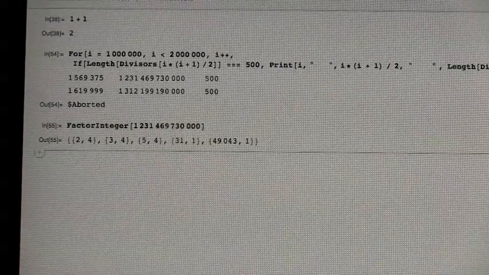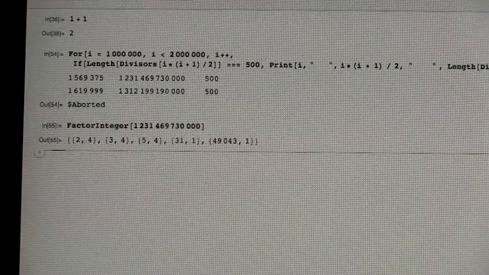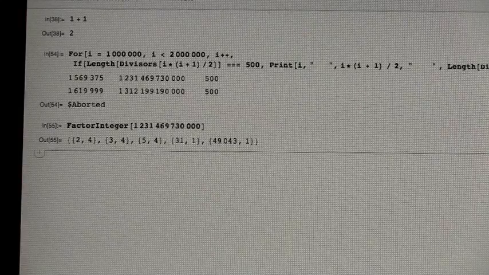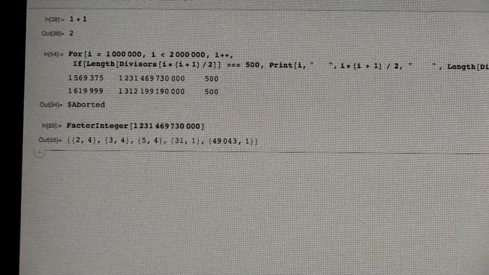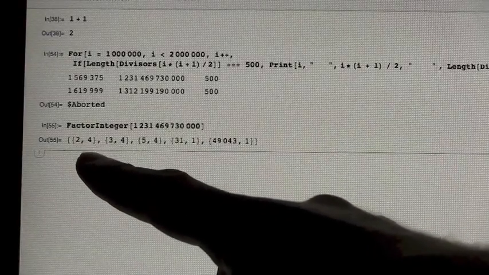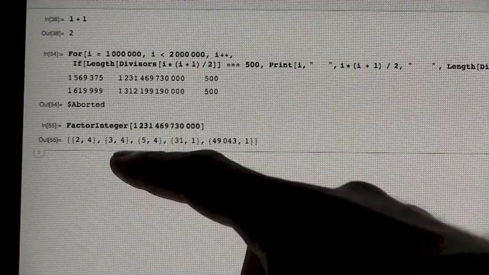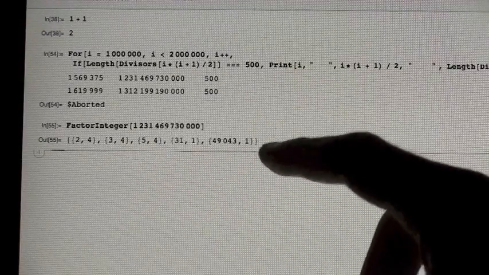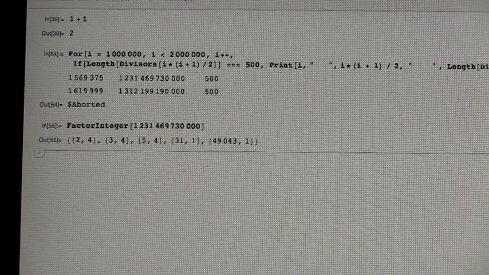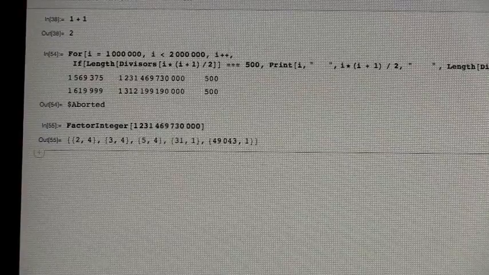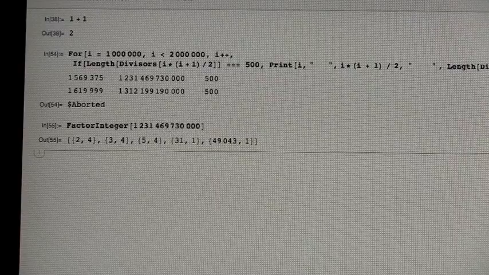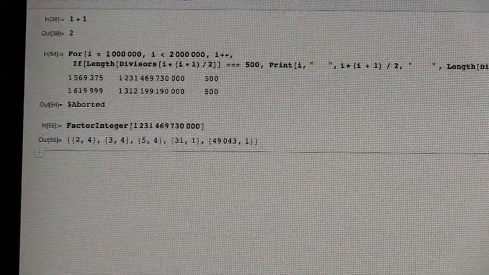That's the number. And here's how it factors. 2 to the 4th, 3 to the 4th, 5 to the 4th, 31 to the 1, 49,043 to the 1. Hey, I learned a new prime. So it did have exactly what we thought, because when you add 1 to 4, you get 5. So we get three 5s and two 2s. Yep. And does 5 times 5 times 5 times 2 times 2 make 500? Yeah. Because 500 is 100 times 5, and 100 is 5 times 5 times 2 times 2.